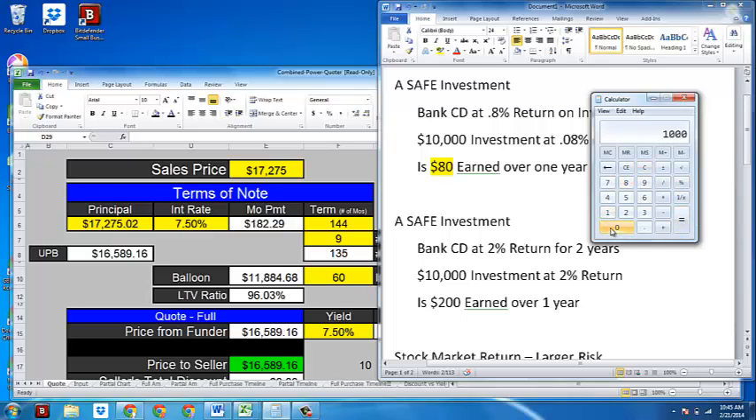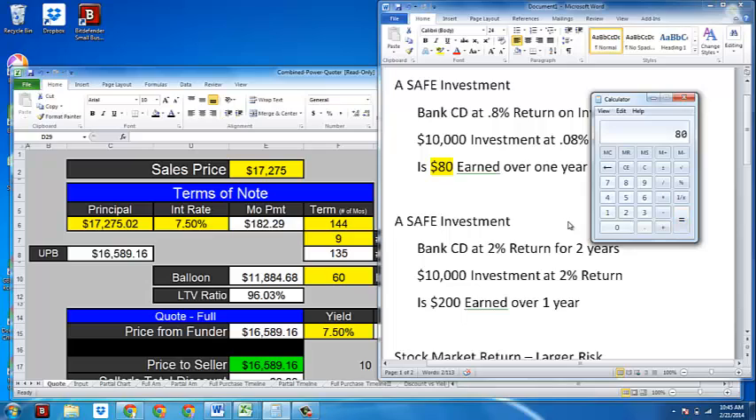Now let's try this again. $10,000. I can't type today. $10,000 times 0.08 would be 8%, and we want 0.8%. So we need to add another zero in there. And the return on $10,000 with a year investment is $80. Not even really worth the time.